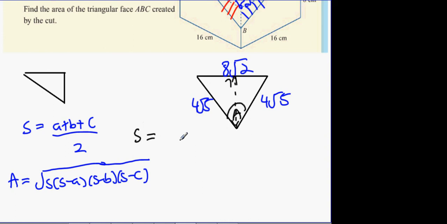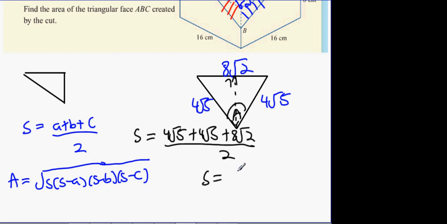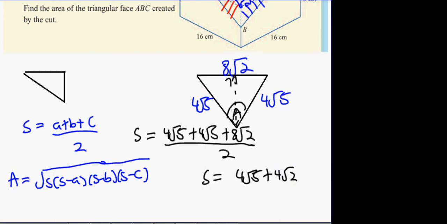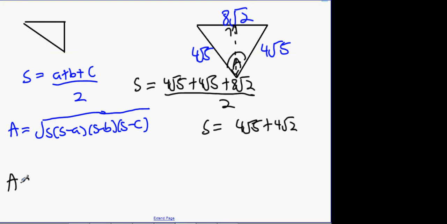So guys, can somebody do this in the calculator for me? 4 root 5 plus 4 root 5 plus 8 root 2. I think it's all over 2. It's 14.6. Yeah, no decimals, sorry, just in square root sign. That's good: 4 root 5 plus 4 root 2. That's perfect. Alright guys, in the calculator now, all in one go, this is all you've got to do.